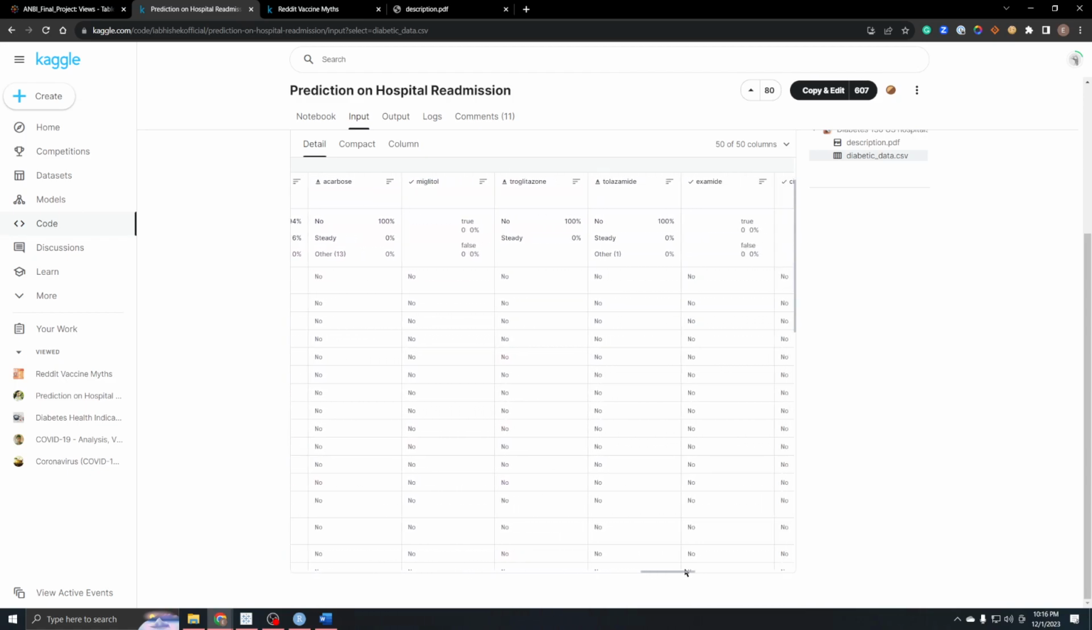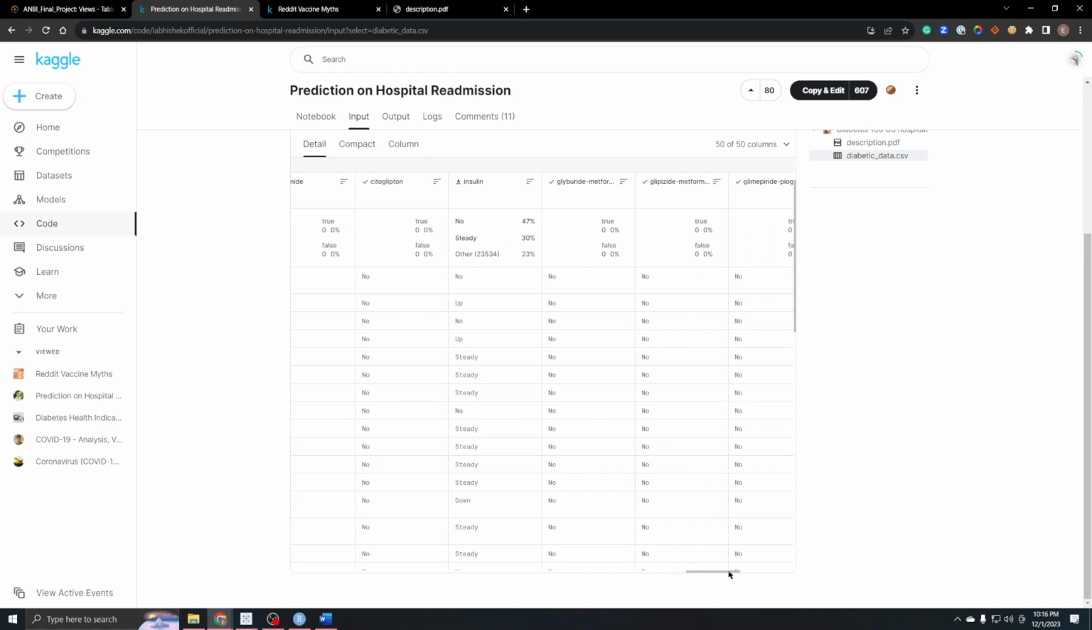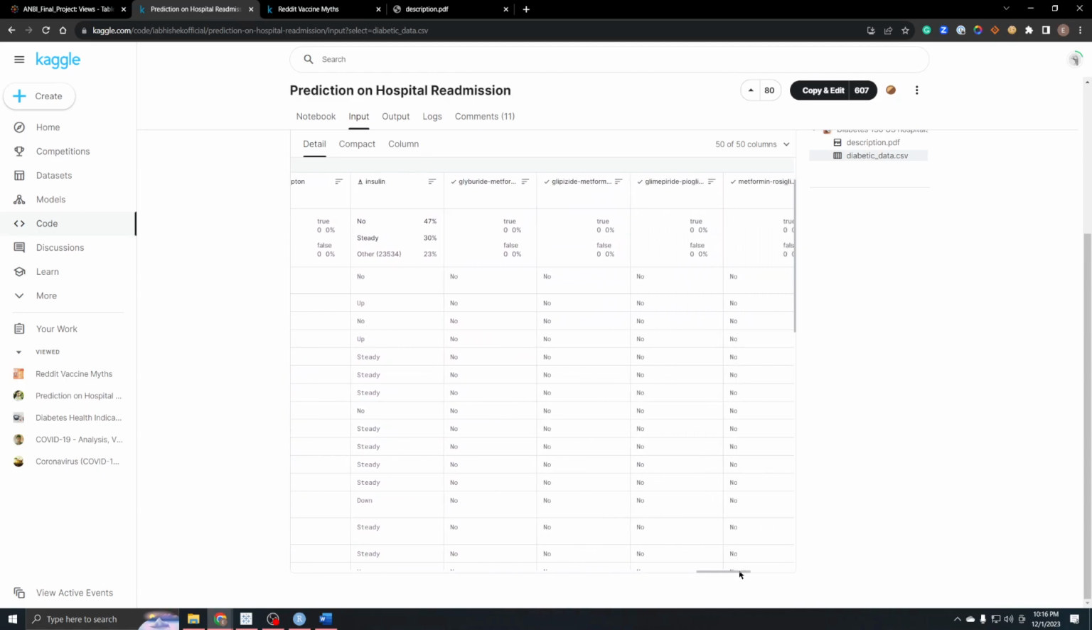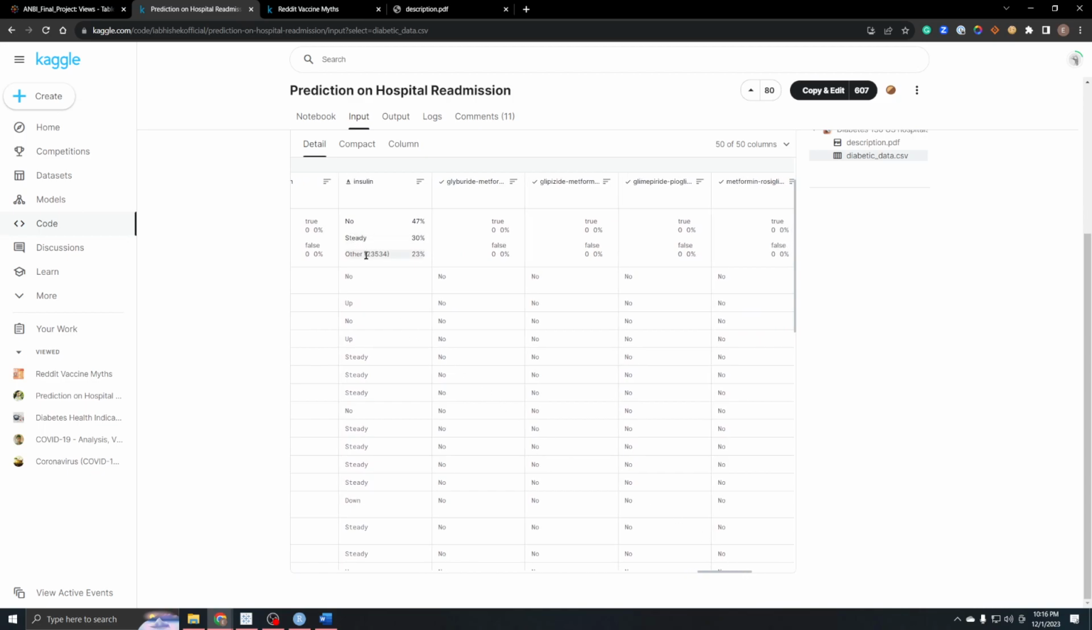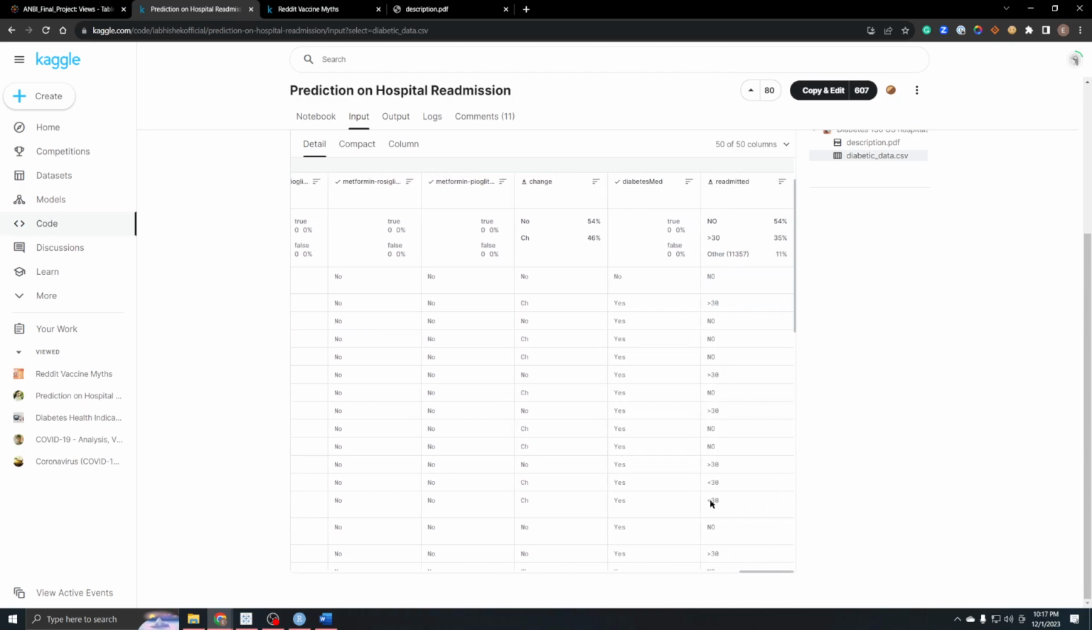Keep going through here. This is kind of all the same. Whether or not they're on insulin, yes, no, or sorry, steady. The other values are up or down, whether they increase the rate that they're giving it. Diabetes medication, whether they're on diabetes medication at all. And this right here is whether they were readmitted or whether they were admitted again within 30 days. And then there's also some non-answer data in there.